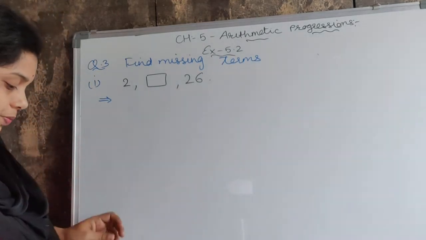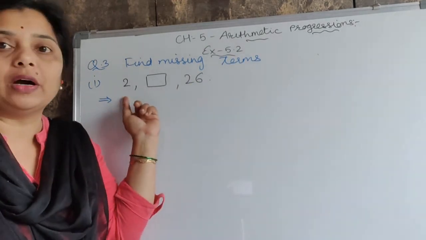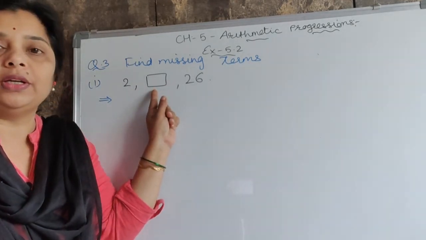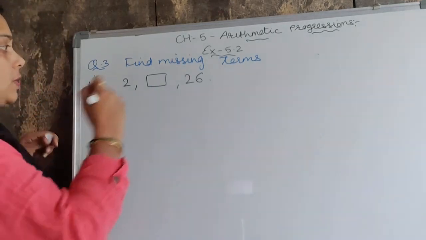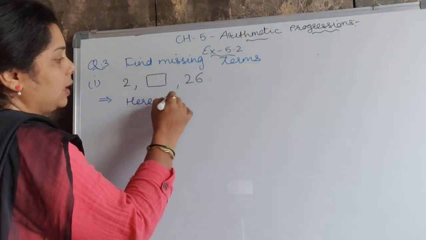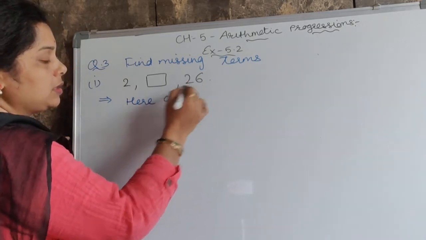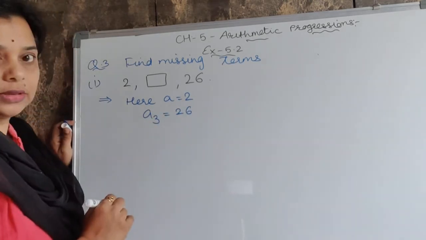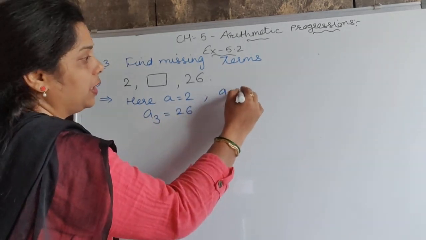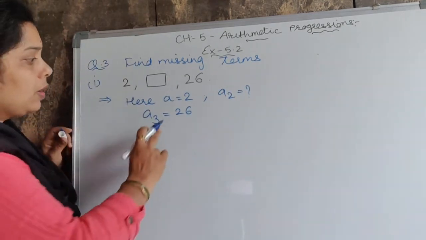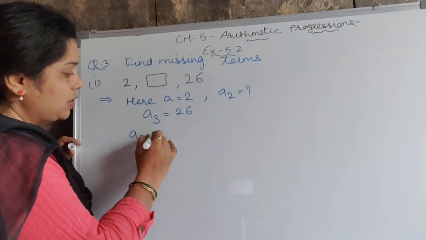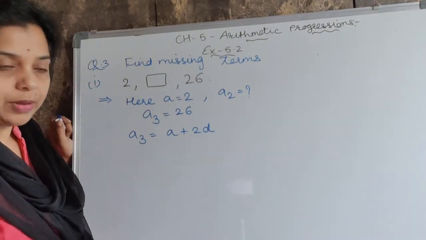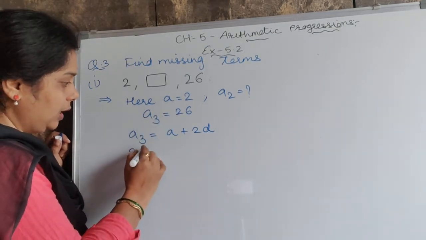Okay, so how to use both of these to find out value D, and by getting value D we can find out the value of A2. So here A is equal to 2 and this is the third term, so A3 is equal to 26. What they asked to find out? They asked to find out A2. Now A3, as we just seen, A3 is what? A plus 2D. Okay, A plus 2D, and A3 is 26.